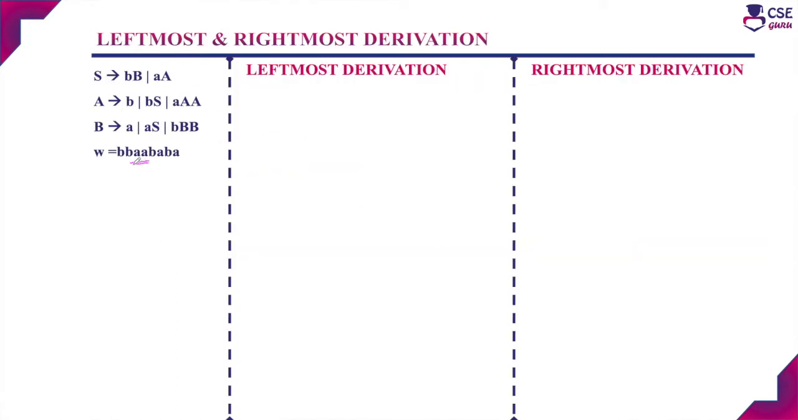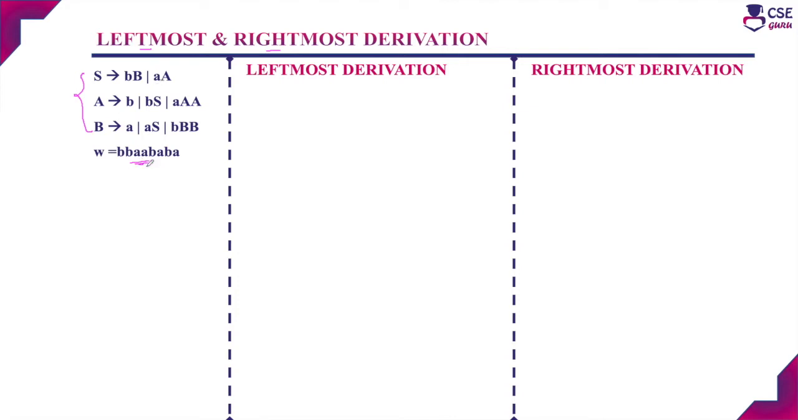Derivation is nothing but the process of verifying the input string with this grammar. There are two types of derivation: one is leftmost derivation and another one is rightmost derivation. In leftmost derivation, we always have to choose the leftmost non-terminal to apply the production rules. Similarly, rightmost derivation is nothing but always choosing the rightmost non-terminal to apply the production rule. That is the main difference between leftmost and rightmost derivation.